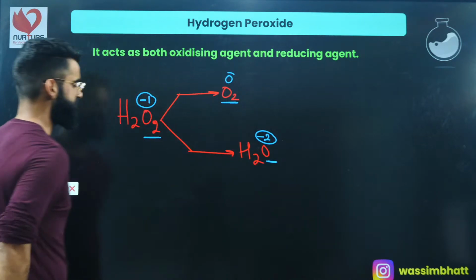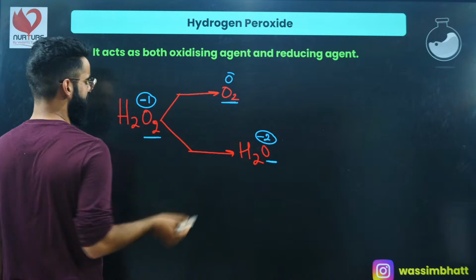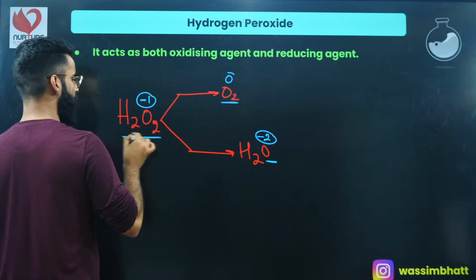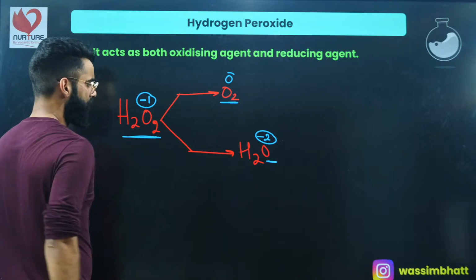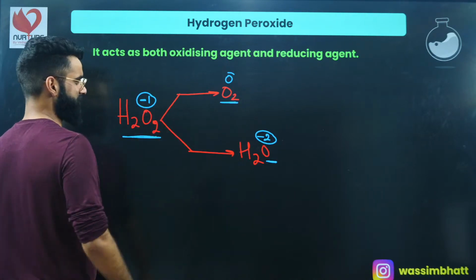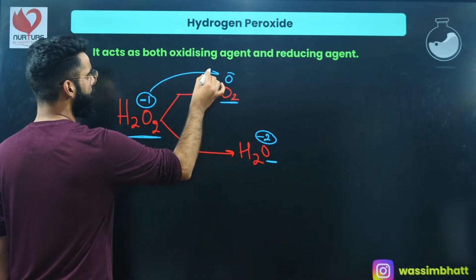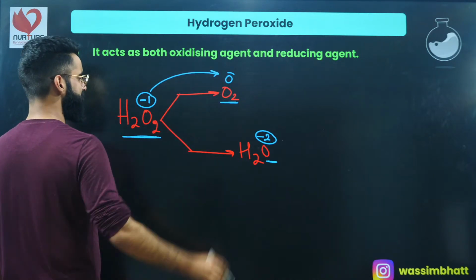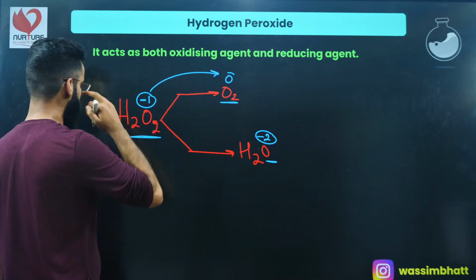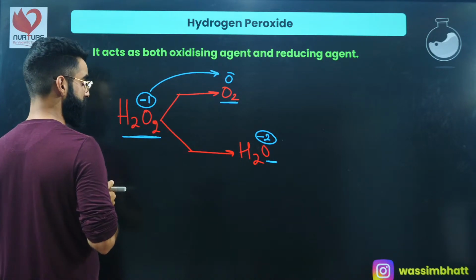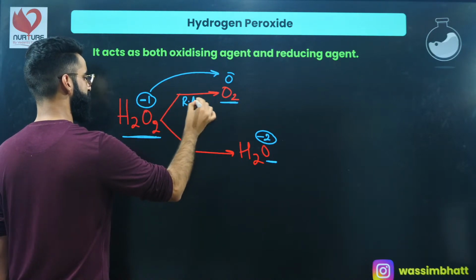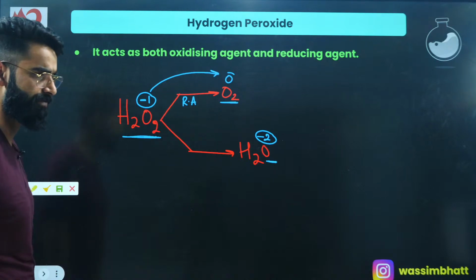Okay. Now guys, have a look. In the first reaction, when H2O2 will be getting converted into O2, is this H2O2 at that time going to act as the oxidizing or reducing agent? Let's check it out. -1 to 0, increase in oxidation state. Increase in oxidation state is what we call oxidation. And that substance which undergoes oxidation will be acting as the reducing agent. So in the first reaction, H2O2 acts as the reducing agent, right?